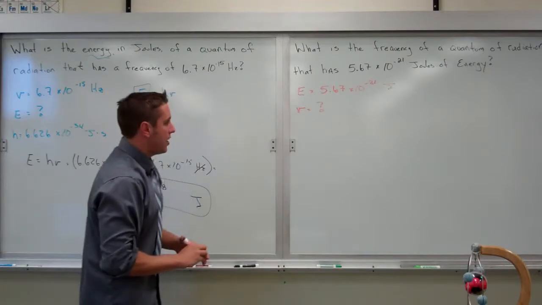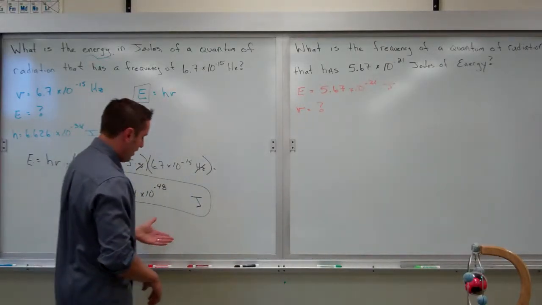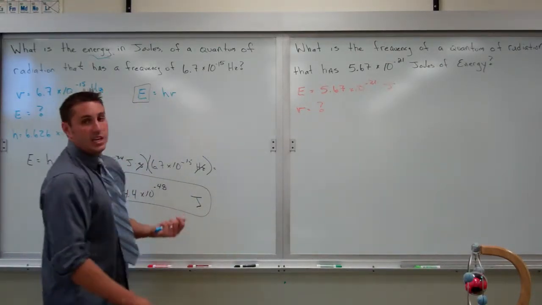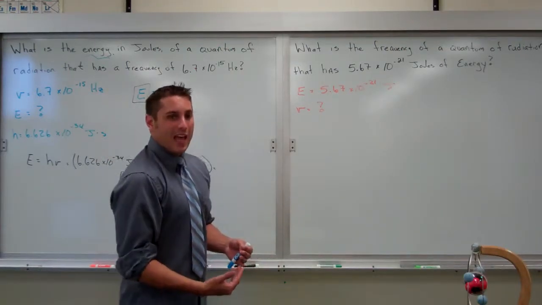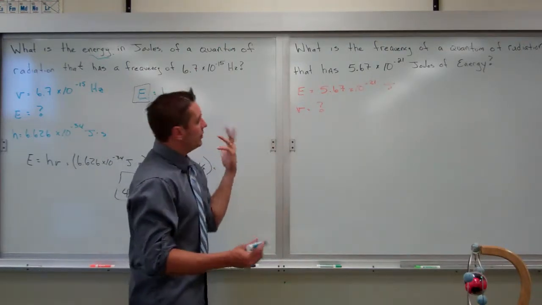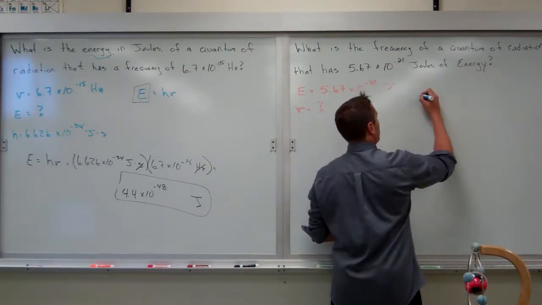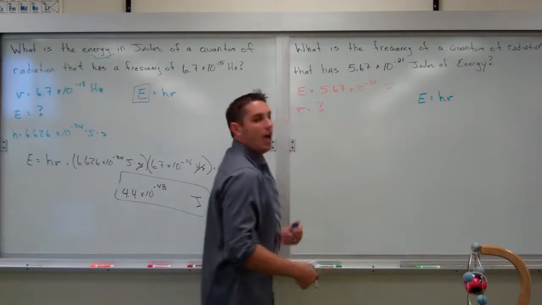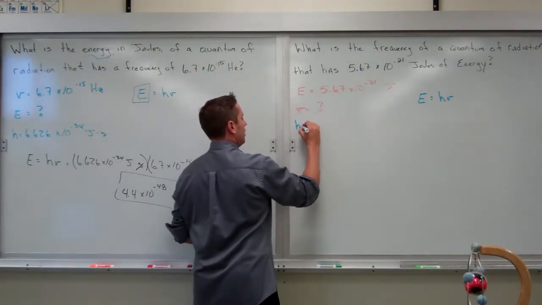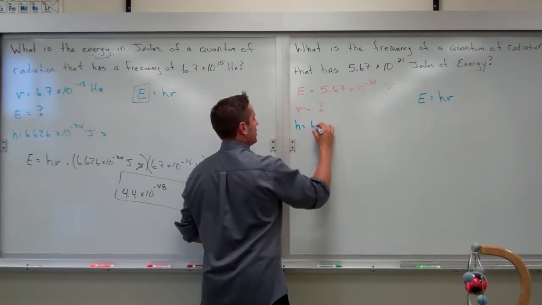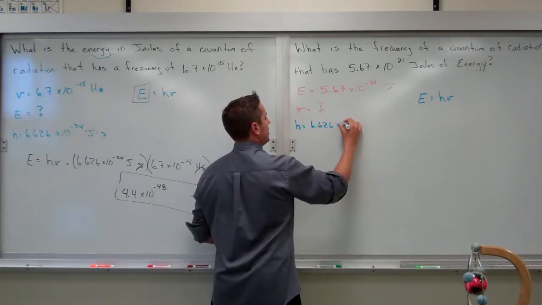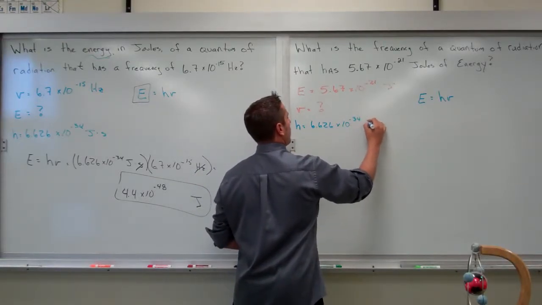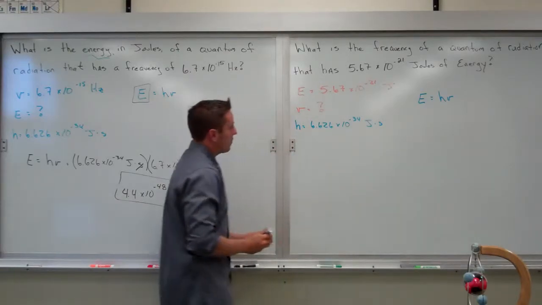And now I choose my equation. There are 2 equations there: c equals lambda v and E equals hv. Given my variables here, the only logical one to choose is E equals hv. Again, we'll list h. Over here, it's Planck's constant, 6.626 times 10 to the negative 34th joule seconds.